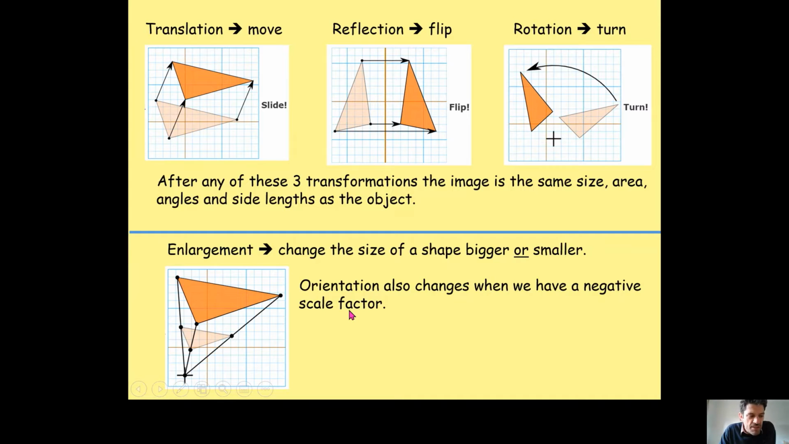An enlargement changes the size of the shape. It can actually get smaller. You're not always enlarging to get bigger, you can enlarge to get smaller as well. Because the arrows have gone from this one to this one, the pale one is the object and this is the image. Object, image, object, image, object, image. Okay, so please copy those down.